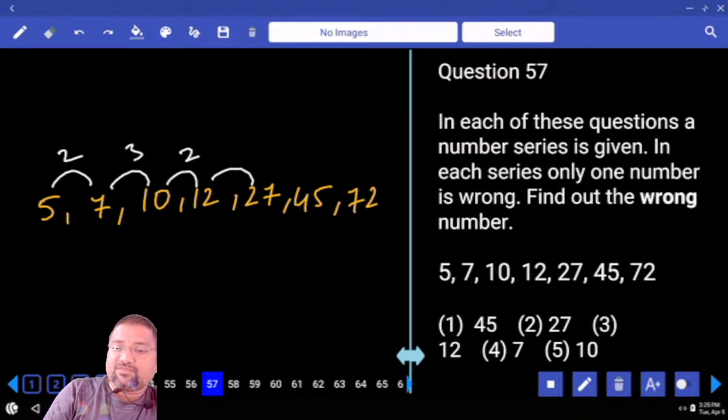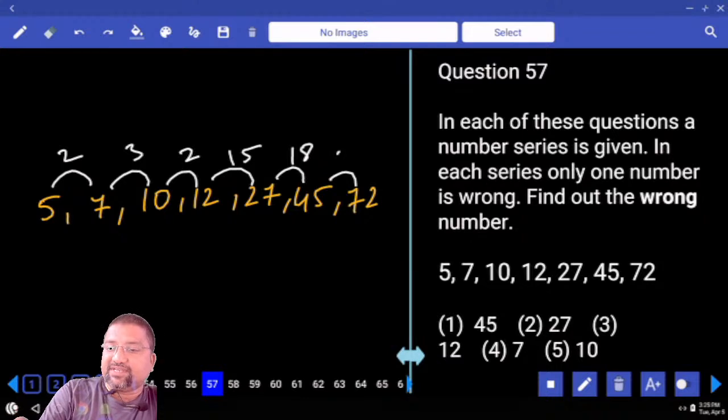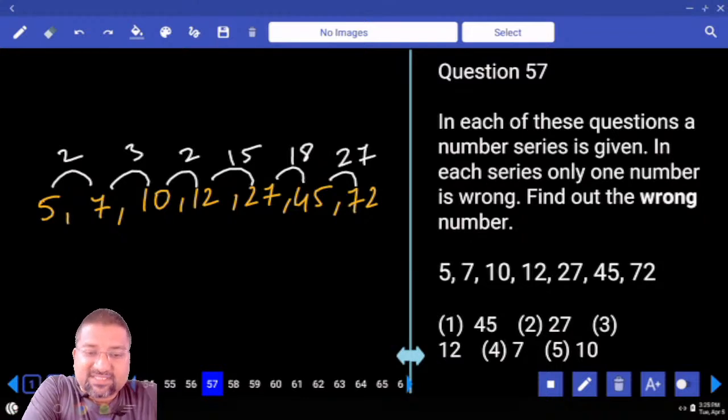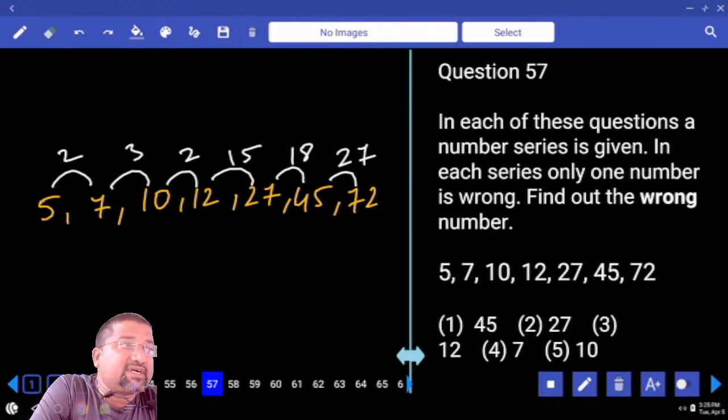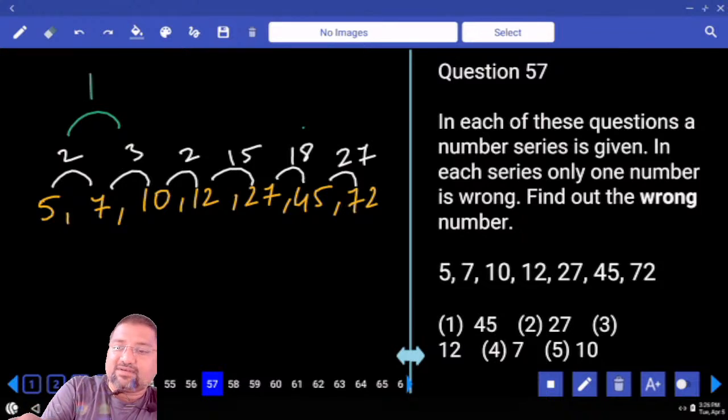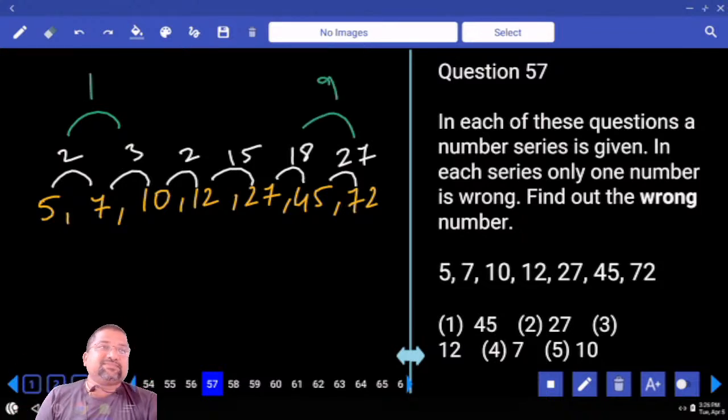The differences are 2, 3, 2, 15, 18, and this is 27. I see these numbers 2, 3, 2, 15, 18 and 7, 27. Are you able to guess the logic? No. You take the difference, and if you don't understand anything, what is our immediate duty? Very good, excellent. Difference of difference. This is 1 and this is 9.